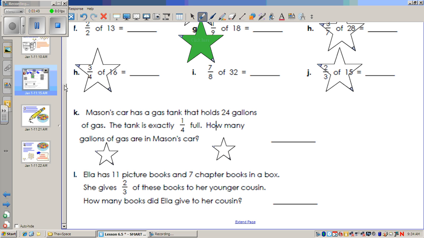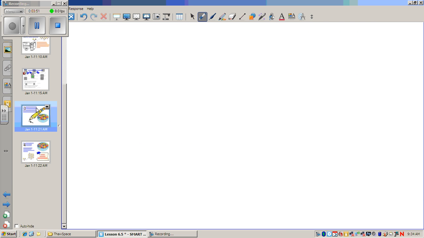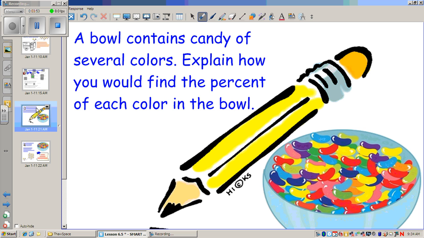Okay, let's move on. Your next question is to write a brief answer. What do you think? It says, a bowl contains candy of several colors. Explain how you would find the percent of each color in the bowl. Just write an answer. What would you do to find the percent of each color? Obviously there are a lot of different colors. So what would we do to find the percent of red, for instance, or purple, and so on?